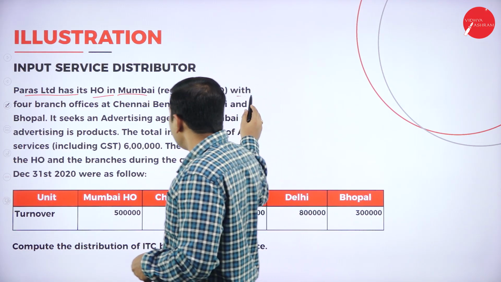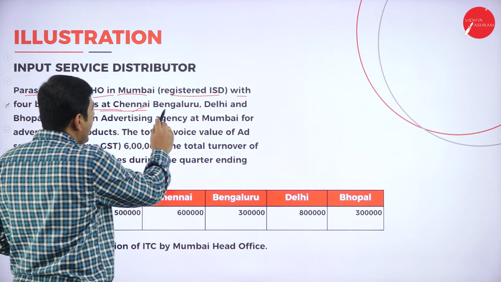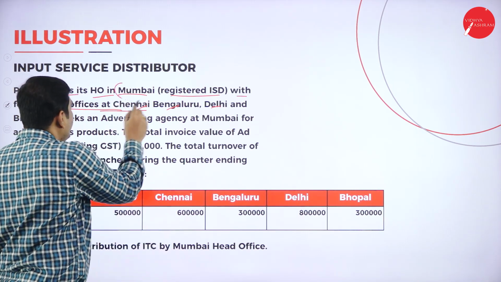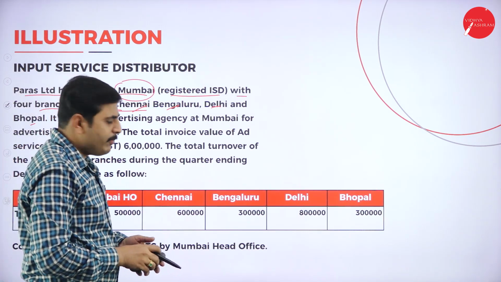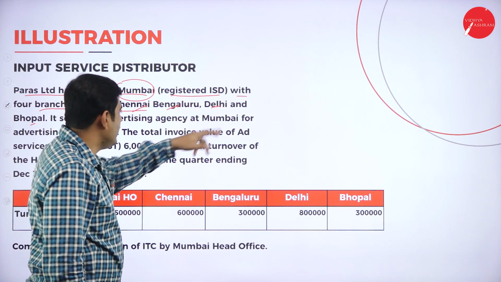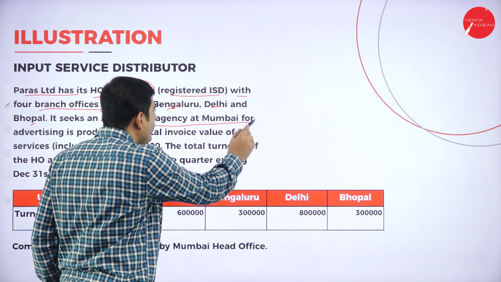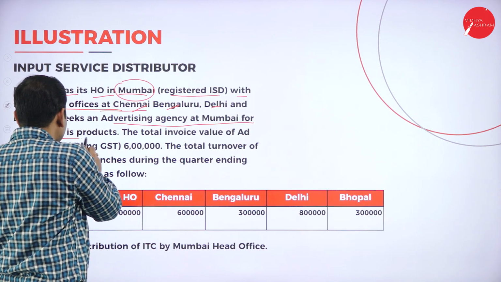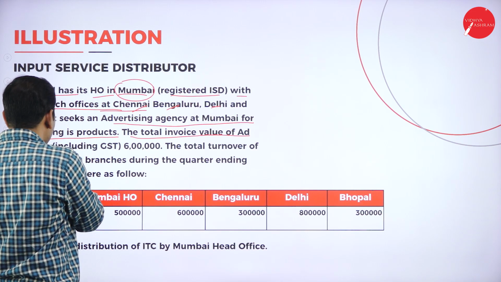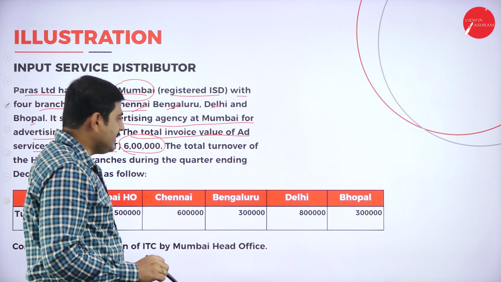Next one, with four branch offices at Chennai, Bangalore, Delhi and Bhopal. So the head office is in Mumbai, having four branches: Chennai, Bangalore, Delhi and Bhopal. It hires an advertising agency at Mumbai for advertising its products. The total invoice value of the ad service including GST is 6 lakh rupees.